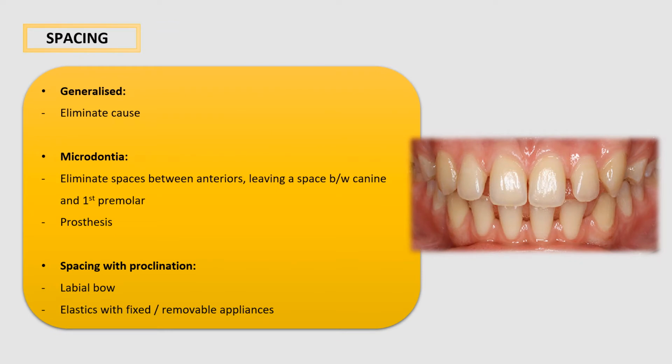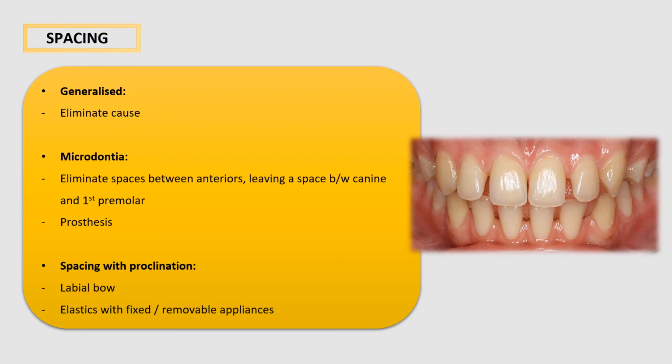So now that you've identified that a particular patient has spaced dentition, how do you go about treating this case? If you see that there is generalized spacing, you have to eliminate the cause. And if the patient has microdontia, you can eliminate space between the anteriors and also leave a space between the canine and first premolar, and also place a prosthesis to eliminate this particular additional space which is a resultant of microdontia.